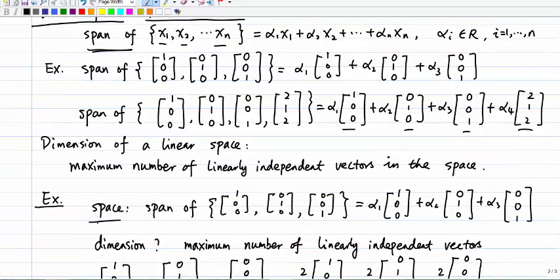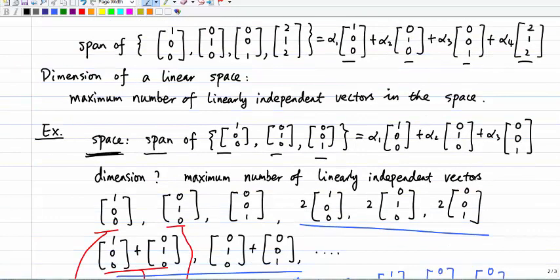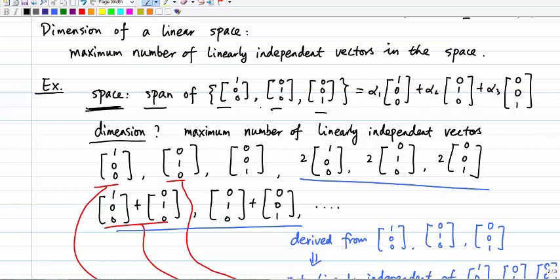For example, if I give a space which is a span of three different vectors, alpha 1, alpha 2, alpha 3, times x, which are 0 1 0 0, 0 0 1 0, 0 0 0 1 respectively, you do the sum. This is the span, or the space, of the three vectors. So what is the dimension of the linear space? This is the maximum number of linearly independent vectors, because this one space can include many different vectors.